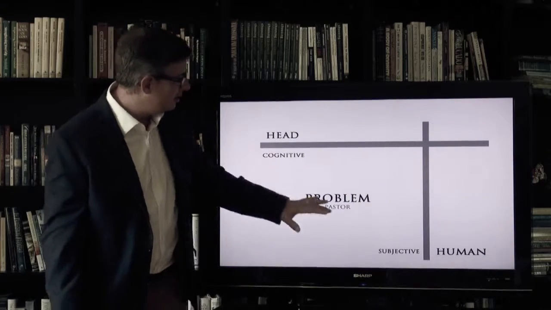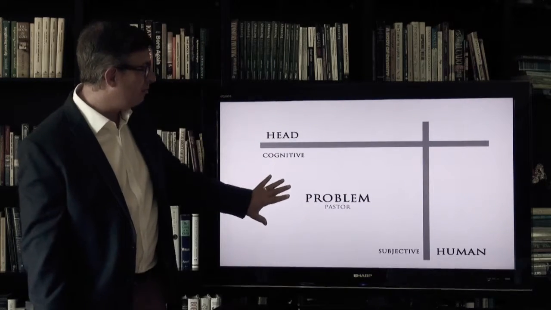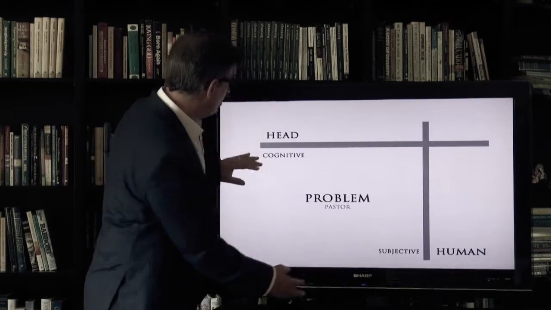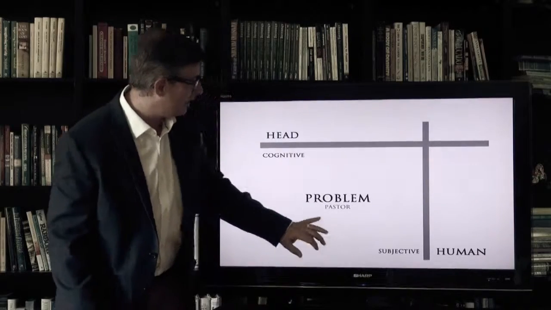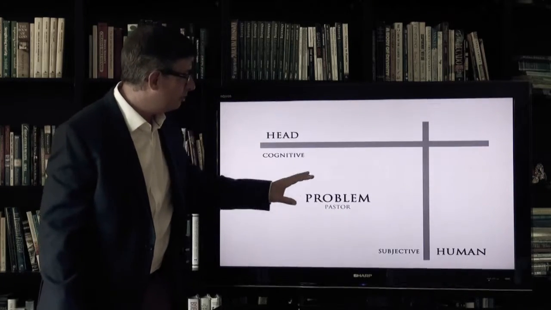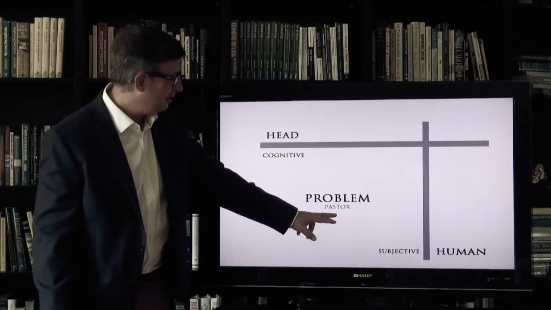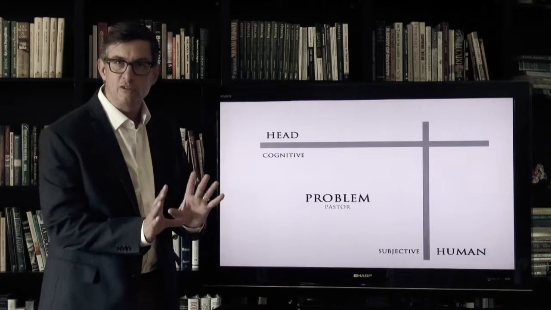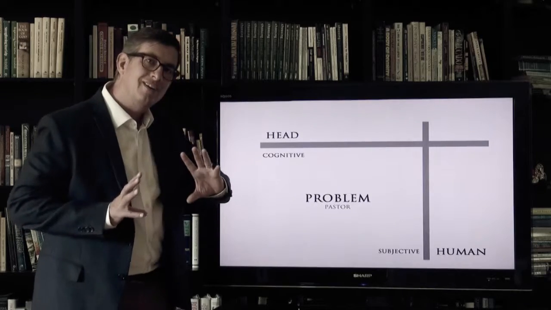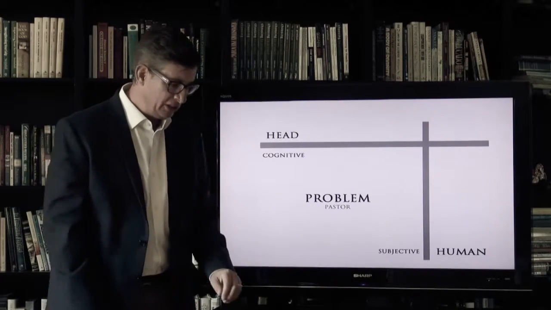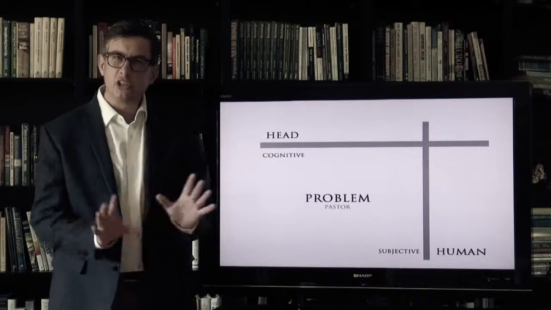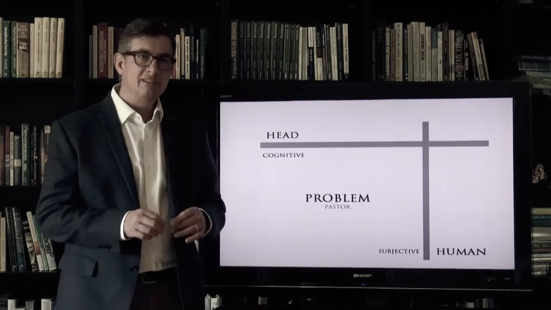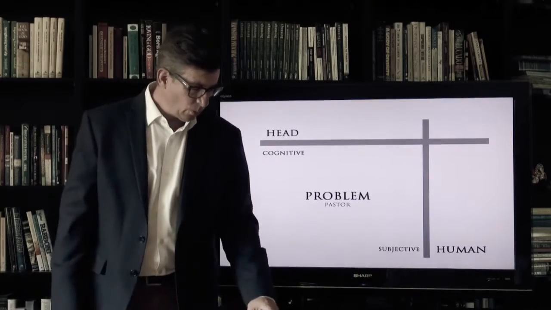So here we are in this quadrant here on the bottom left-hand side of the model. We're bringing together head and human, the cognitive and the subjective, and we're thinking in terms of solving problems in the mode of the pastor. That's what we're doing here. This is the first tool, learning to work like a pastor as you preach. So there's lots of things that could be said about this. I'm just going to give you very quickly several ideas that you can work with.